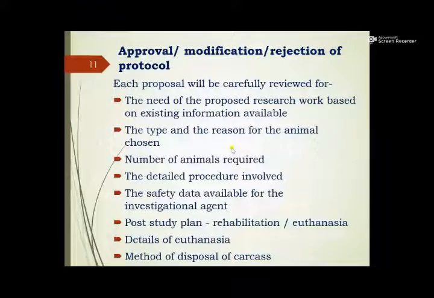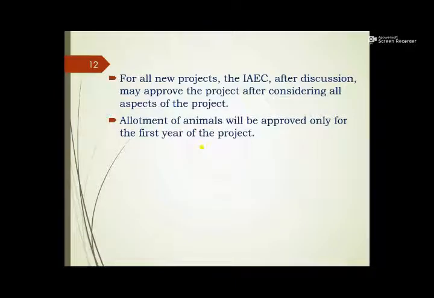So in the procedure and in Section 2 of Form B, you have to mention all these points. The committee takes a look at these points and discusses them. Mainly the sacrifice, which type of euthanasia is there, then what is the disposal procedure, all these points will be discussed by committee members, and then after discussion, the committee members will take the decision whether to approve or reject the protocol.